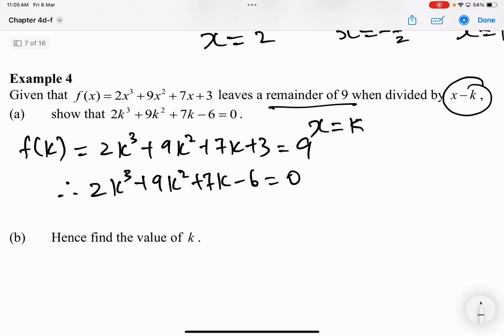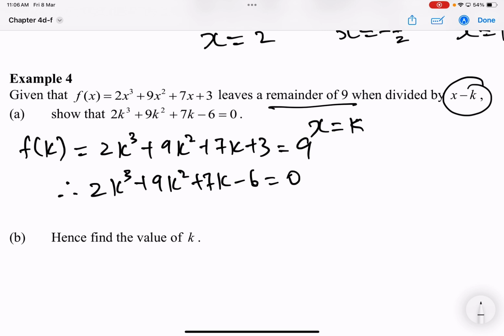Okay? This first part is not the difficult part. If you found the first part difficult already, then yeah, I don't know what to say. So this is not the difficult part. The difficult part is when you look at part B. They want you to find the value of k. They don't give you any hints, they don't give you any idea.